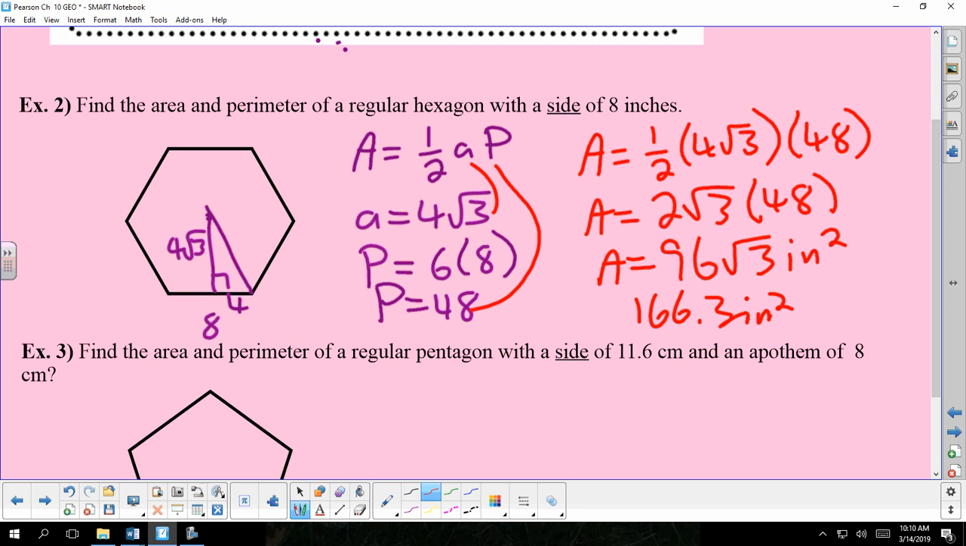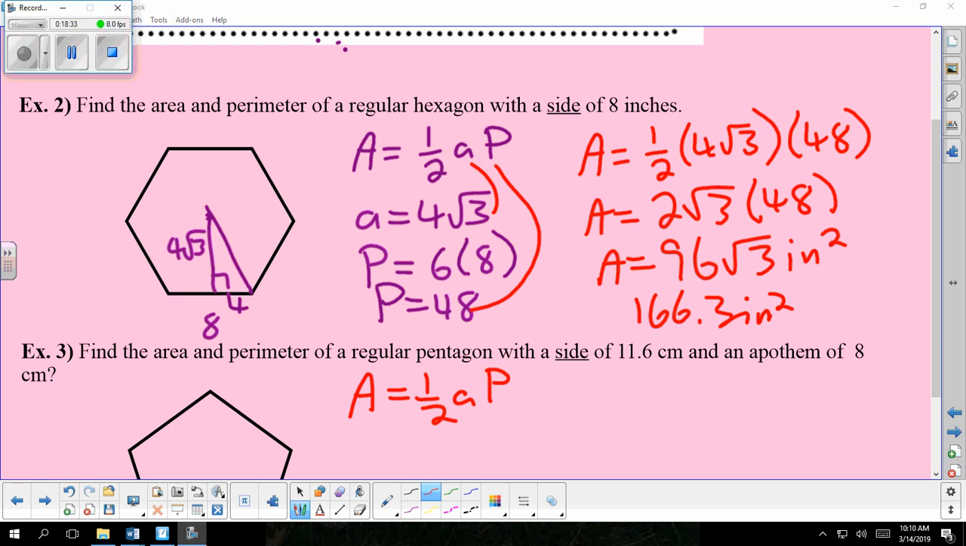I'd like you to take a few minutes and try example 3 using the formula for the area of a regular polygon. So see if you can do that one, and we'll go over the answer in just a second. All right, let's see how we did.